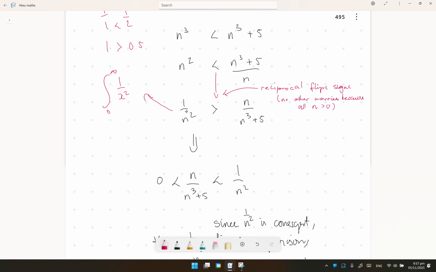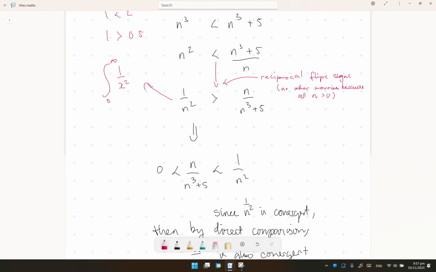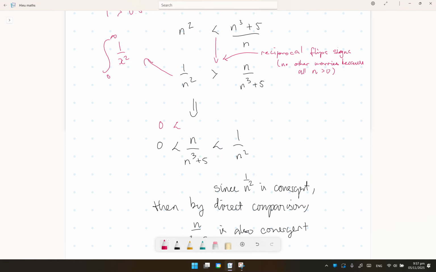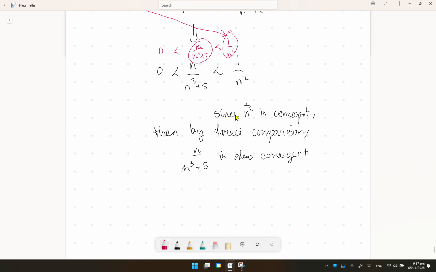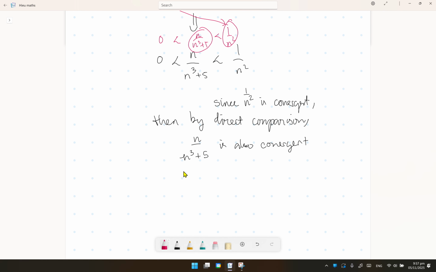And so we see that 1 over n squared is larger than n over n cubed plus 5, and we can rearrange it into that order, where 0 is the smallest, the next thing is the second largest, n over n cubed plus 5, and the largest one would be 1 over n squared. And we know that 1 over n squared is convergent through the integral test, and if the larger one is convergent, the smaller one is convergent too. Therefore, n over n cubed plus 5 is convergent.